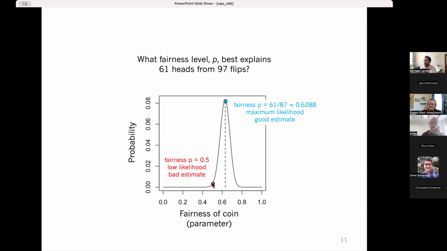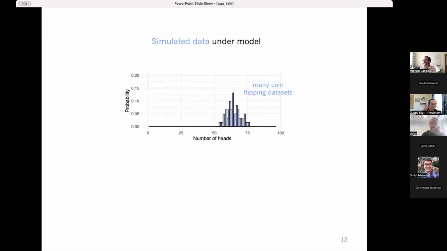And if I asked what's the probability of it being a fair coin given those outcomes, I would say it's a relatively low probability or likelihood for that observation, whereas the maximum likelihood would want me to have a fairness of 61 divided by, that's a typo, 61 divided by 97, not 87. Okay. So we can use this to fit models and learn parameters from data in principle.